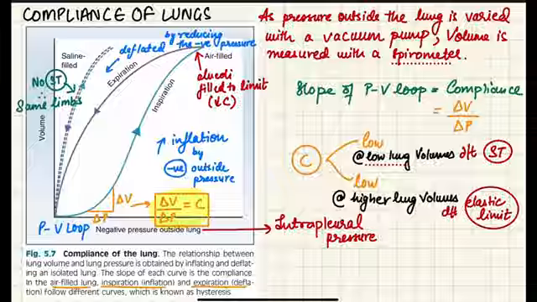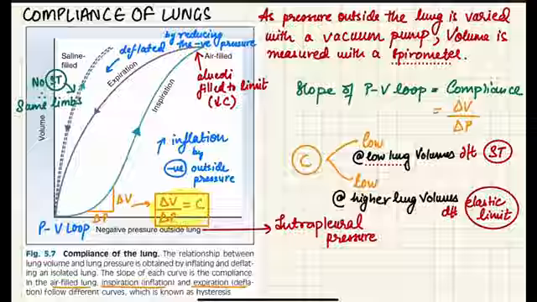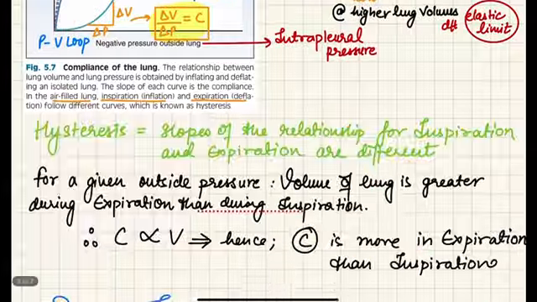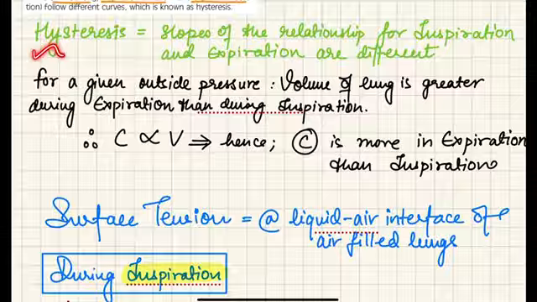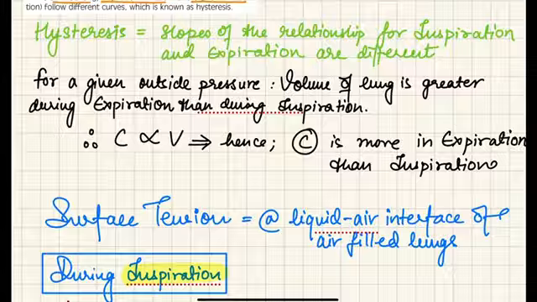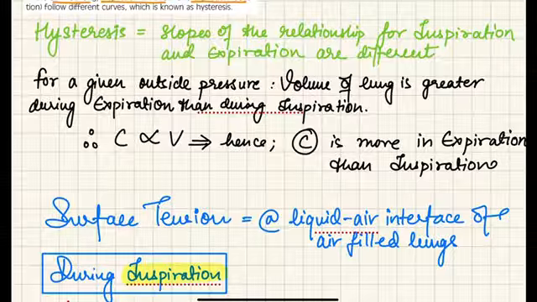So now, as you can see, compliance is low at the low lung volumes, but it is also low at the higher lung volumes. Why? Because of the phenomena of surface tension and elastic limit. The phenomenon that both curves differ and the slope of the relationship differs is known as hysteresis between the inspiration and the expiration limb. For a given outside pressure, the volume of lung is greater during expiration, and hence, as volume is directly proportional to compliance, compliance is more during expiration.